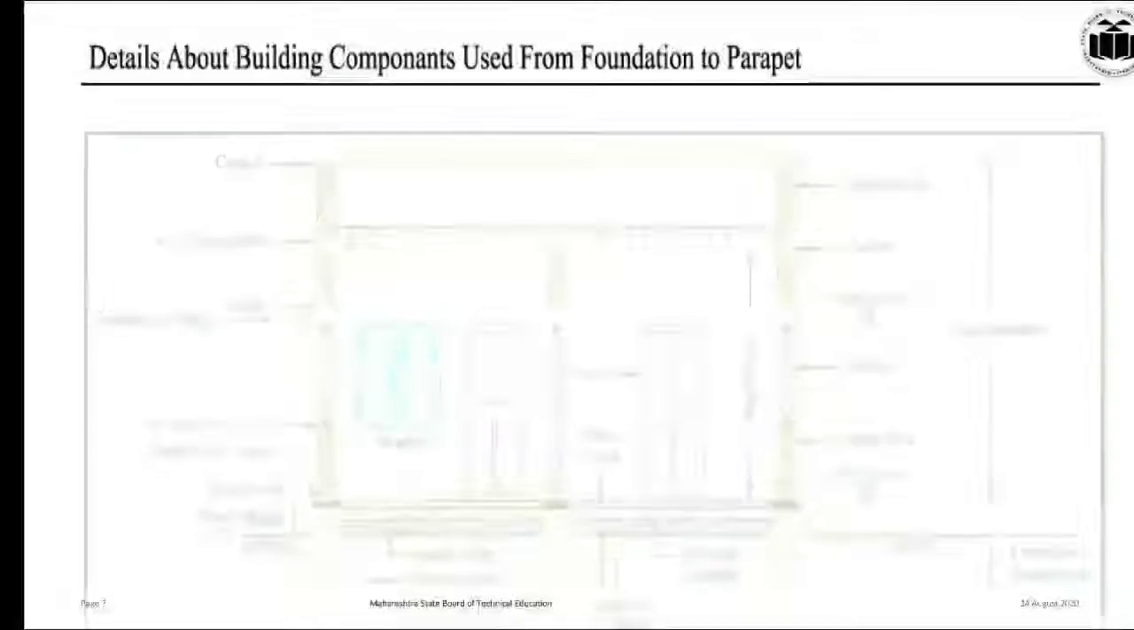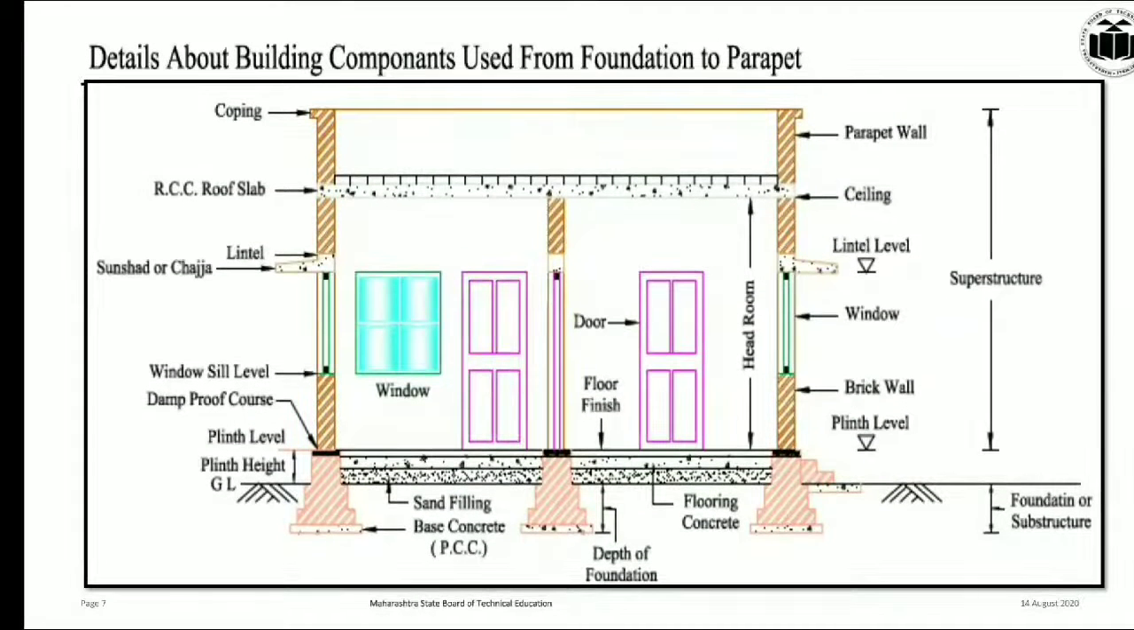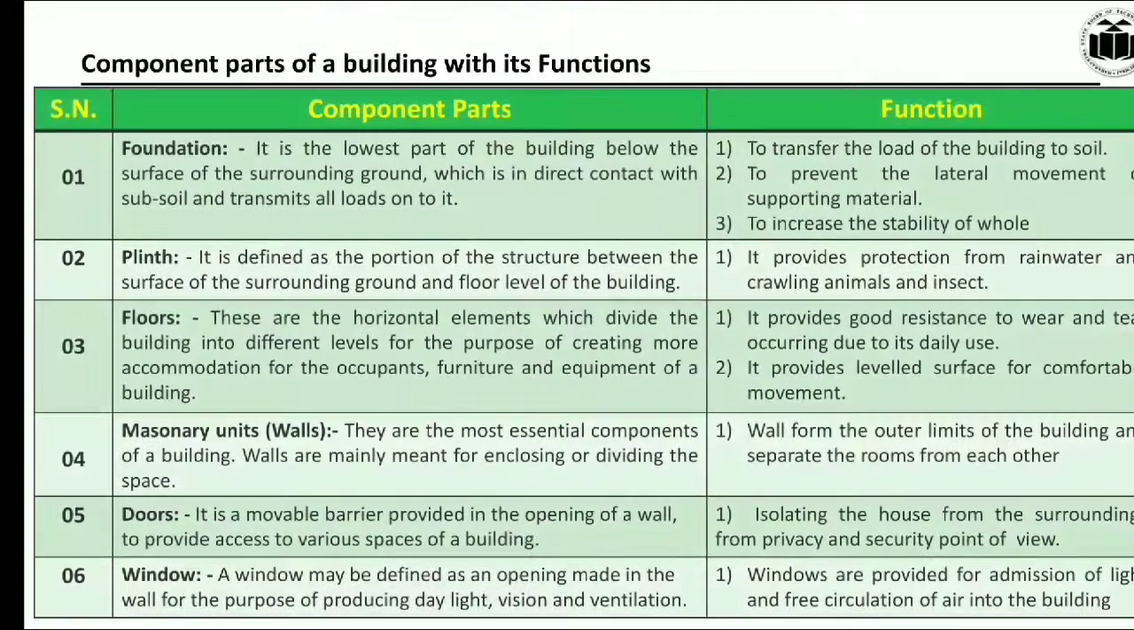Now we will see the component parts from foundation to parapet. Just look at the image, you will get a clear idea. Then what are the component parts of building with its functions? First one, foundation. It is the lowest part of the building below the surface of the surrounding ground, which is in direct contact with the subsoil and transmits all the loads onto it.